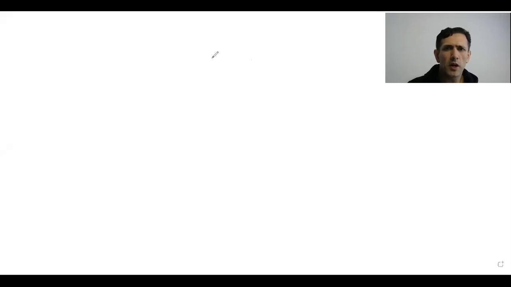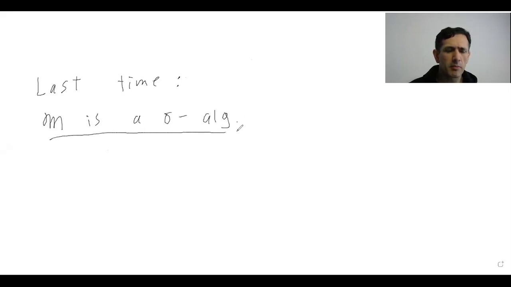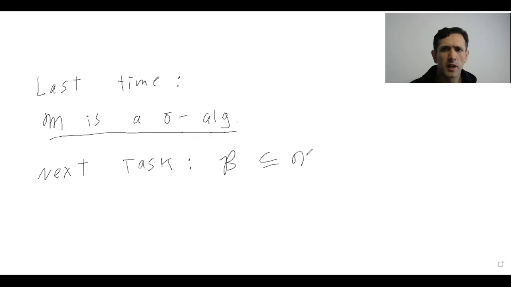Okay, so I want to summarize what we did last time. Basically, what we did last time was prove that the script M is a sigma algebra. So the next thing we want to do is prove that if B is the Borel sigma algebra, then B is a subset of script M.